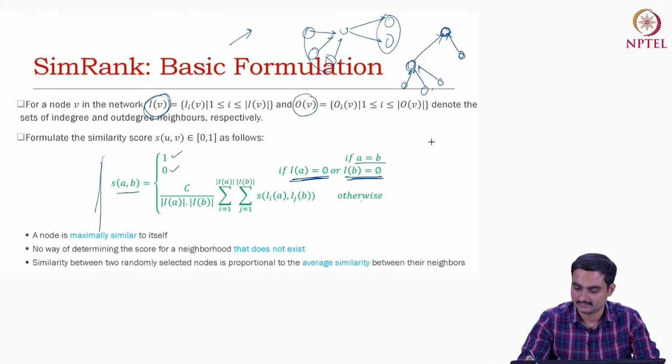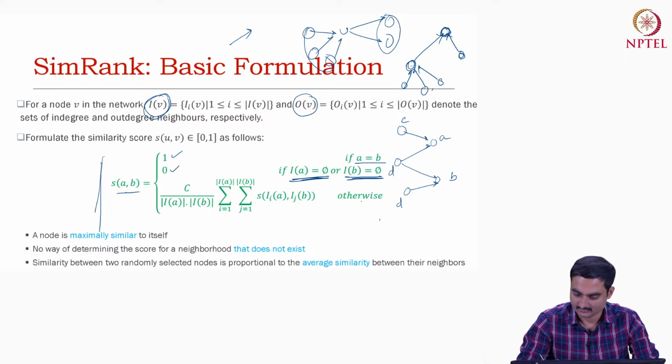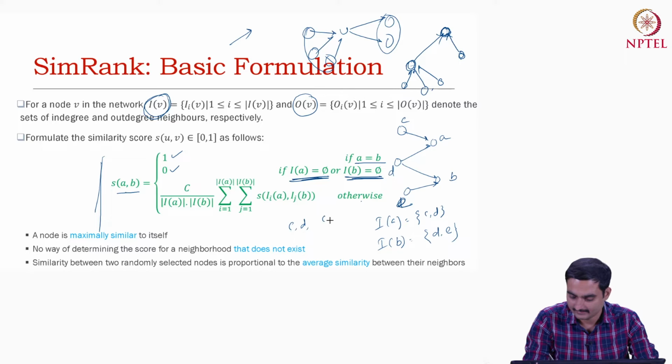What do you mean by this? Let us say this is A, this is B, this is C, D and E. I of A is... I of B is C, D, E. So I take all pairs of inward neighbors, meaning I will take C, D, C, E, D, D and D, E.